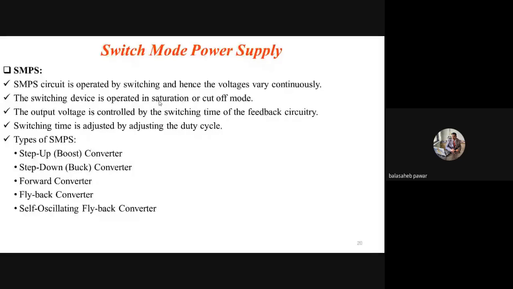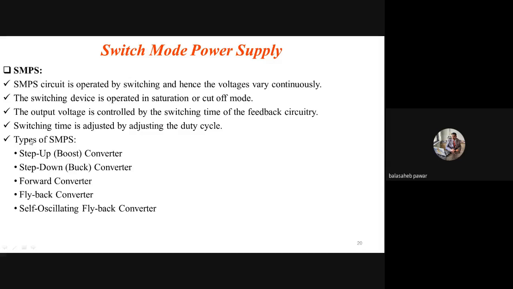And whenever we want to keep it in off state, then it should work in the cutoff mode region, right? But in case of BJT, the amplifier region is different. That is the active region. If you can recall from your first year syllabus, then you will get a clear idea about it, right?